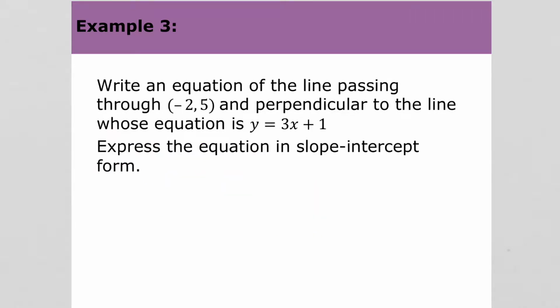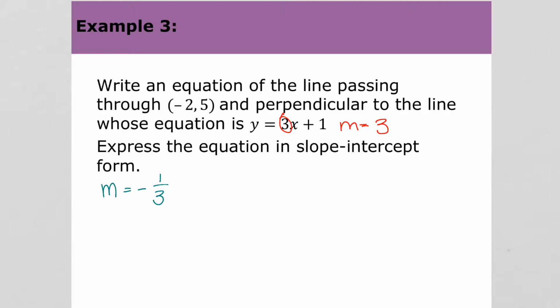So write an equation of the line passing through the point (-2, 5) that is perpendicular to the line whose equation is y equals 3x plus 1. So the slope of this line is 3. That means the slope of the perpendicular line is the opposite reciprocal of 3. So negative, and to flip 3 over 1, we just have 1/3. So the slope of the perpendicular line is negative 1/3.